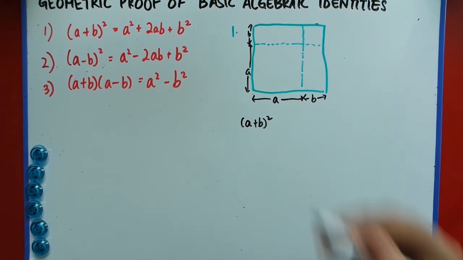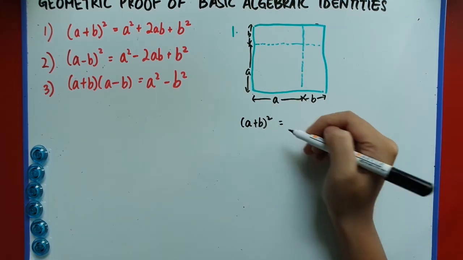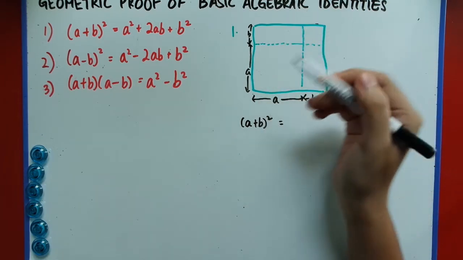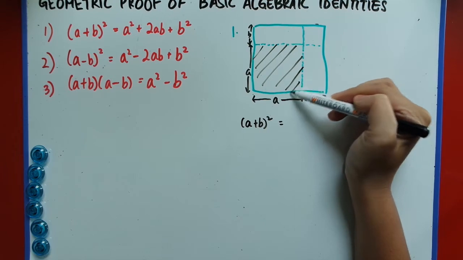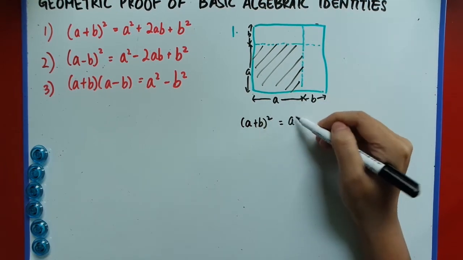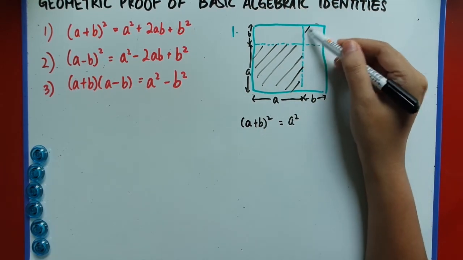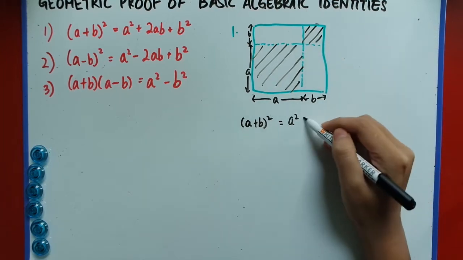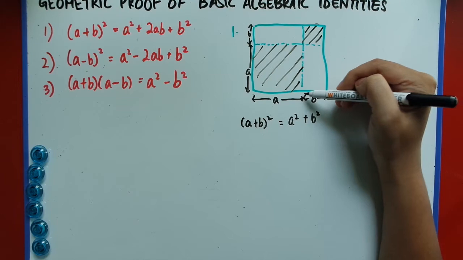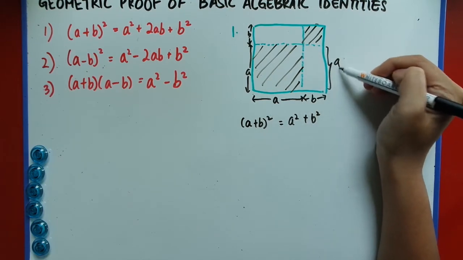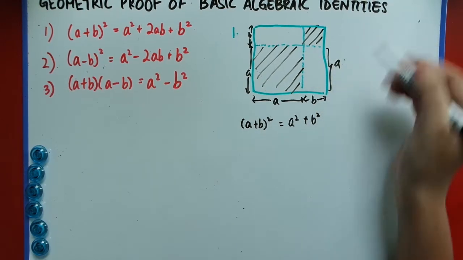So let's try and find the individual components, okay? So this area here is a squared, am I right? And this area here is b squared, correct? Now we're left with two sides. This is A and this is B. So this is A times B, correct?